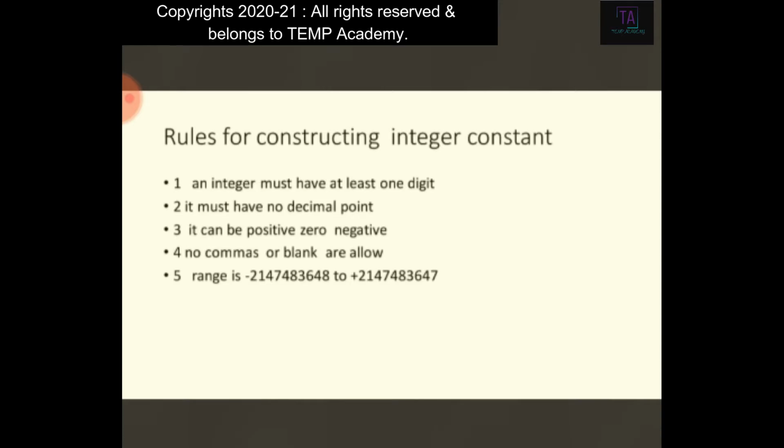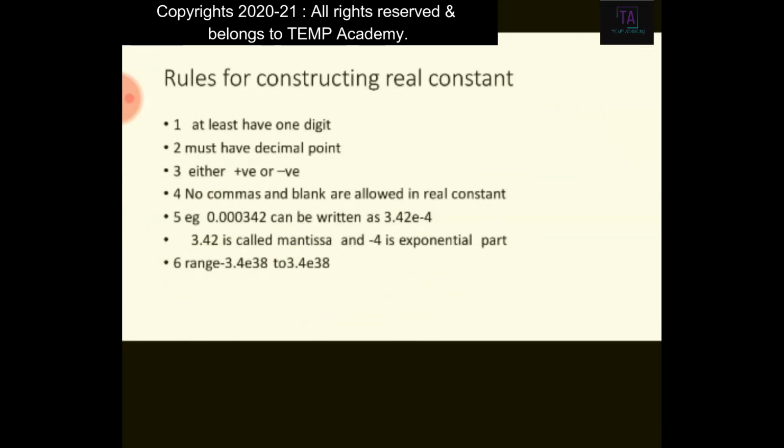Next, no commas or blanks are allowed. We cannot take something like 1,1 or 1 blank 2. Next, its range is from -2147483648 to +2147483647.